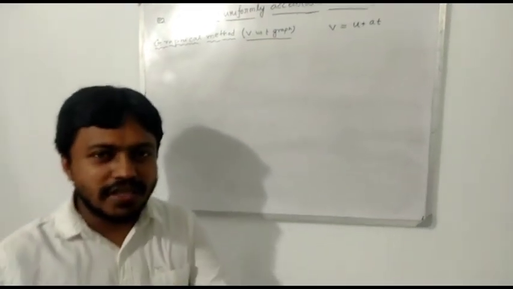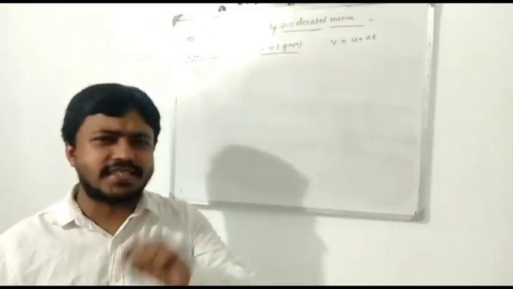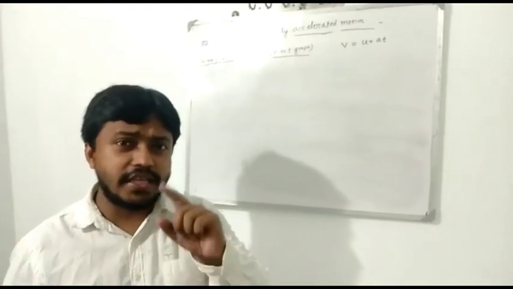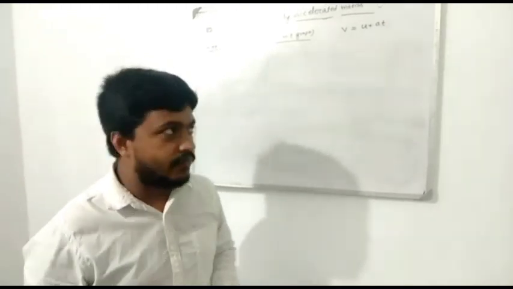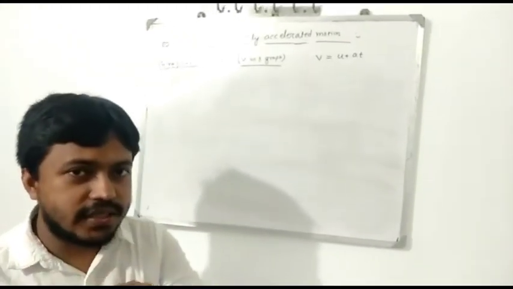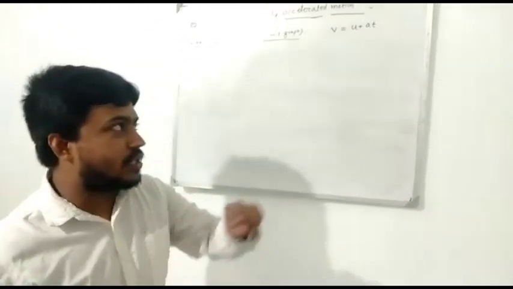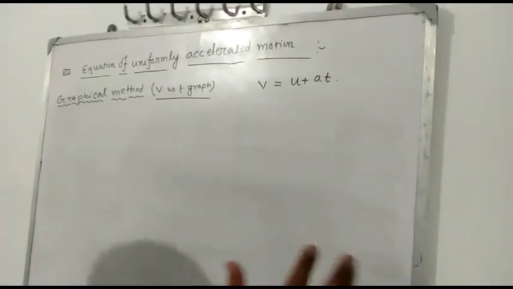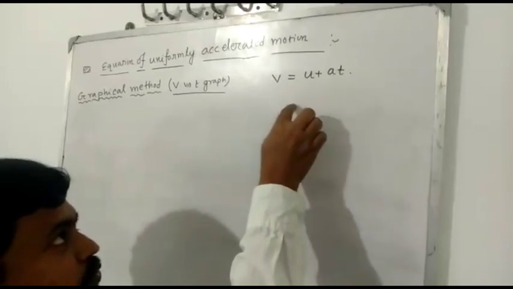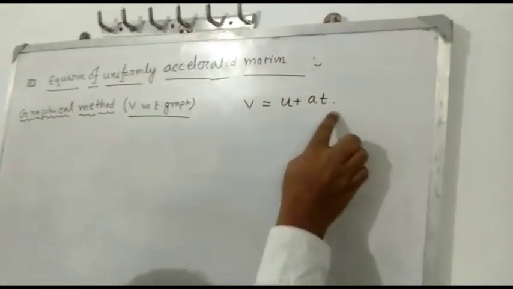Everyone, today in this session we are going to discuss deriving the equation of motion for a uniformly accelerated body. Today we derive the first equation of motion, that is v equal to u plus at. By the graphical method we can prove the equation v equal to u plus at.